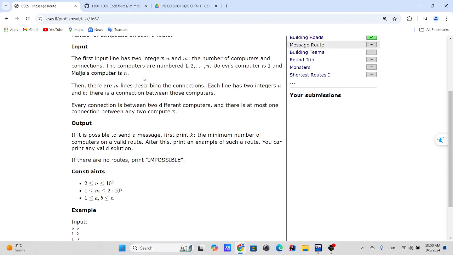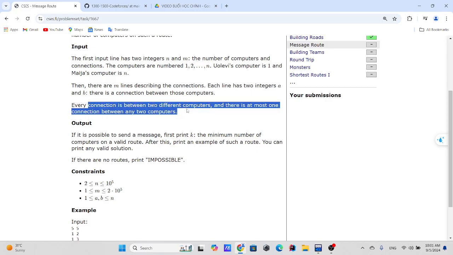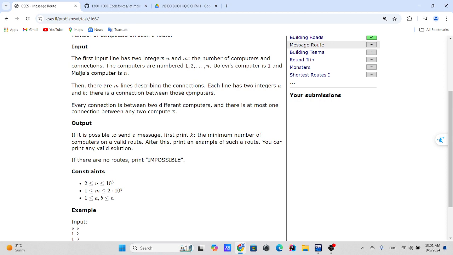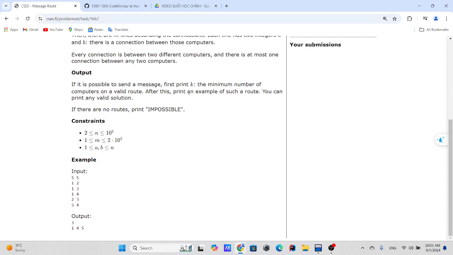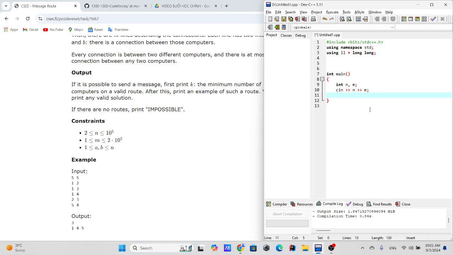Okay, so there's no direction on the lines, right? So it can be connected both ways between two computers. And there's at most one connection between them. Then it prints if it is possible to send a message. Okay, so I think this is a basic problem, right? It's a pretty basic problem.